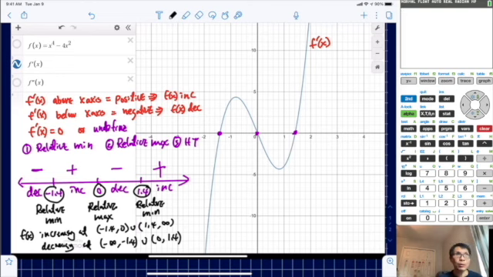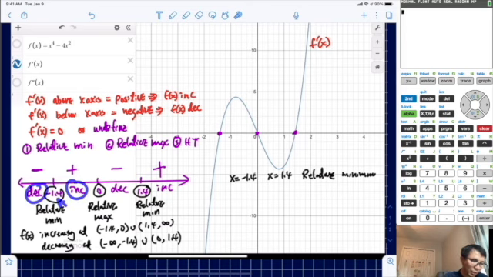Now, if they ask you when does the relative maximum occur, then you have to say the relative maximum occurs at x equal to 0, and the relative minimum happens at x equal to negative 1.4 and x equal to 1.4. Right? And then you can say it's because a relative minimum is when it goes from decreasing to increasing. So if you see decreasing to increasing, that means this point is a relative minimum.